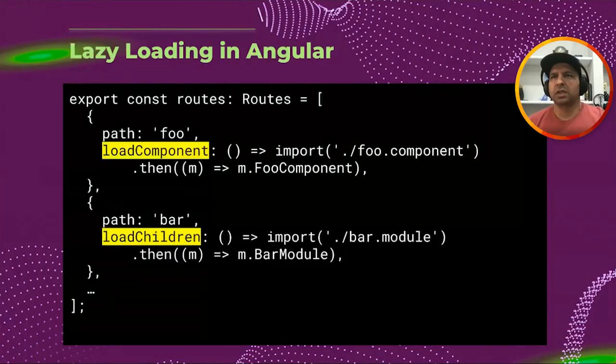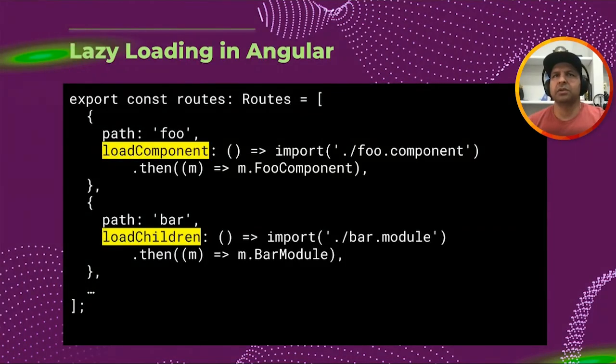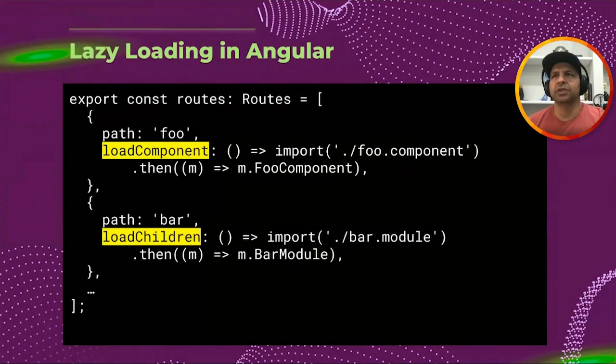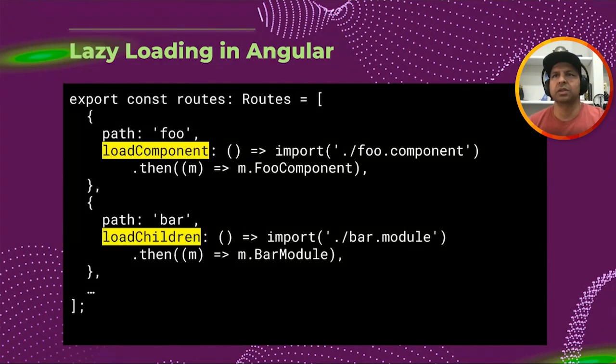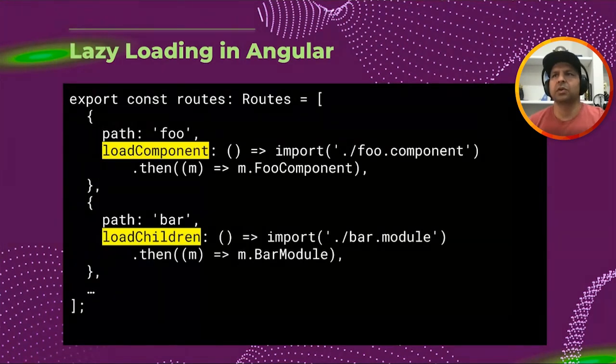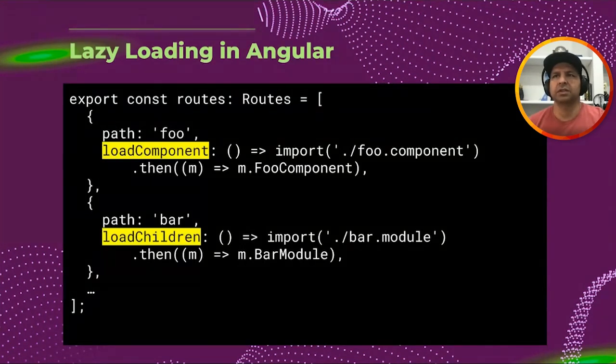So if you want to lazy load now, all we have to do is change your routing configuration to use loadComponent. And again, if you're still using modules, you can use loadChildren instead. So here, the first route is using loadComponent, and the second route is using loadChildren.